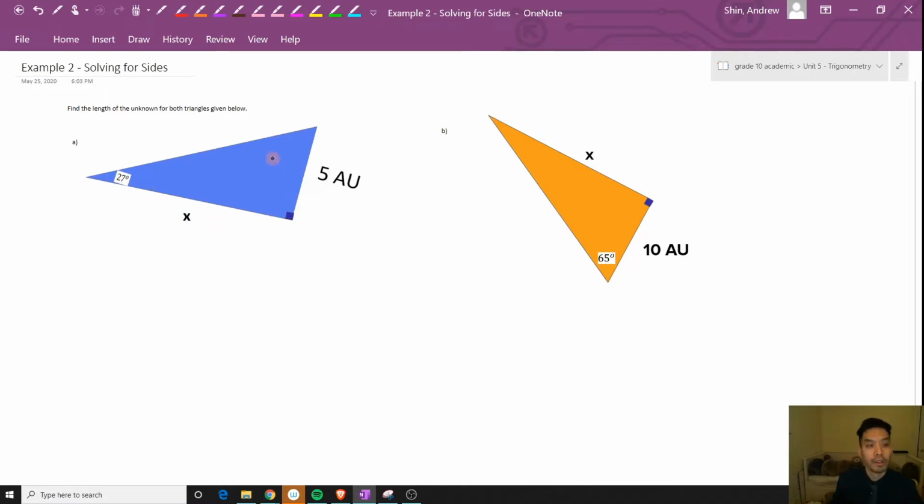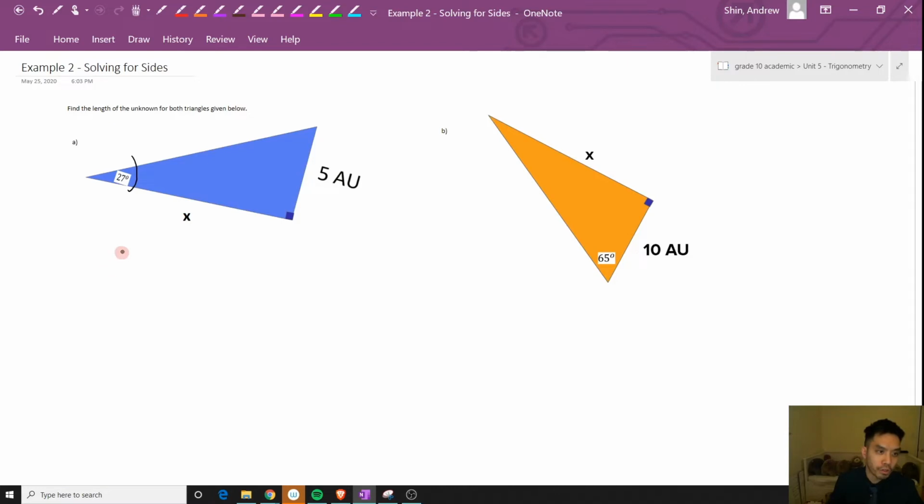of the sides. So here we have something that's 5 astronomical units. I don't know if you remember from grade 9 science, but this is the distance the Earth is from the sun. So that's like 19 million miles or something like that. So that's 5 astronomical units, and this value is x. If this is 27 degrees, we know that we can use the calculator to figure out what the ratio is. How many times smaller is the opposite than the adjacent?